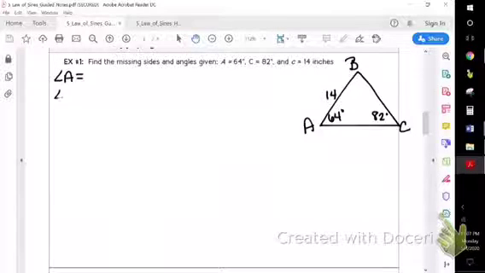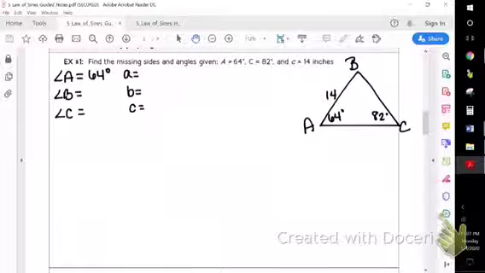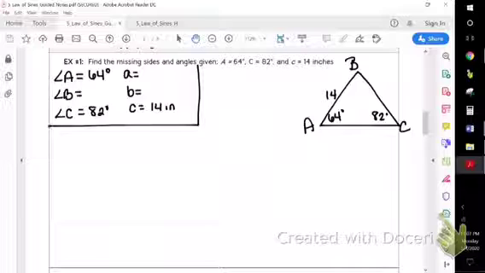Now, what I do is I make myself a little table, and I'm going to solve the rest of this triangle. I need all three angles and all three sides, and once I have this filled in, I am done. First, I'm going to label what they gave me: angle A was 64 degrees, angle C was 82 degrees, and side c is 14 inches. Once this table is complete, we are finished with this problem.